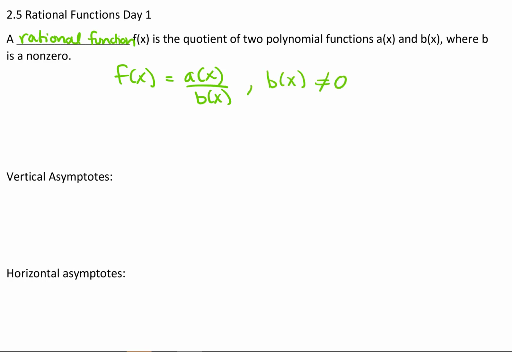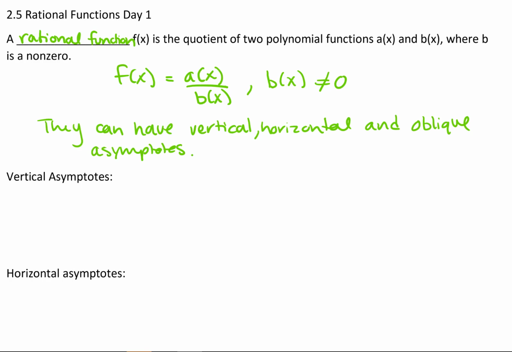Rational functions can have vertical and horizontal asymptotes as well as oblique asymptotes. Oblique asymptotes are slant asymptotes. Remember, an asymptote is a line that the graph approaches and it helps shape the graph. We're going to go step by step and come up with rules to identify all the different types of asymptotes.